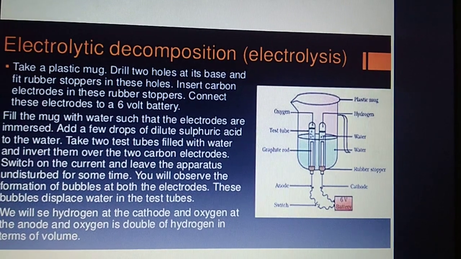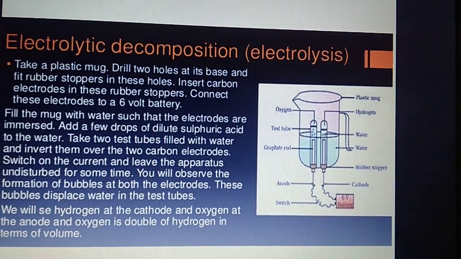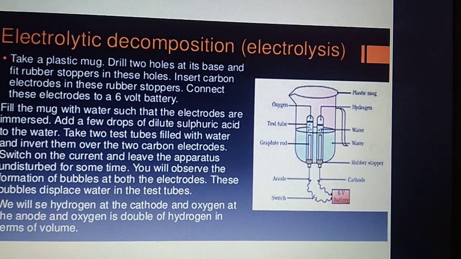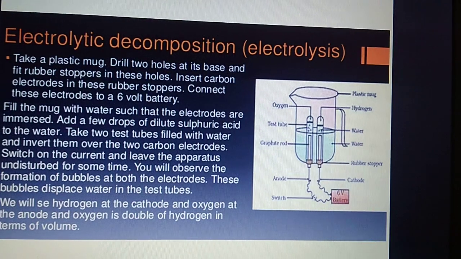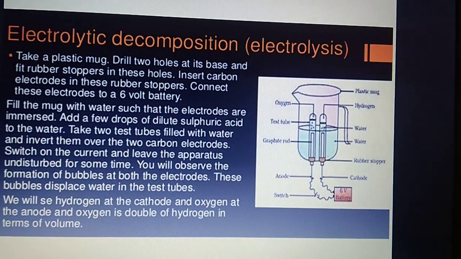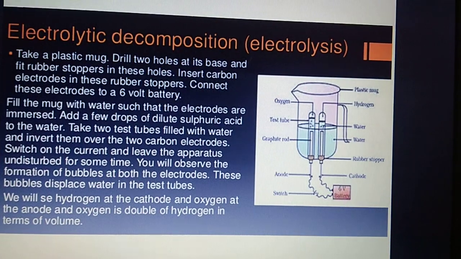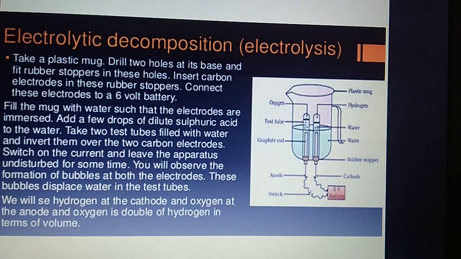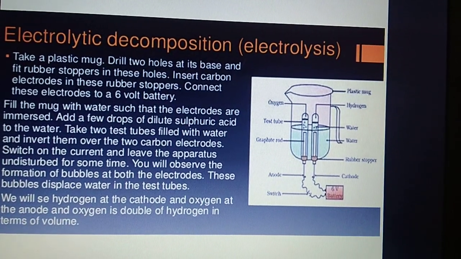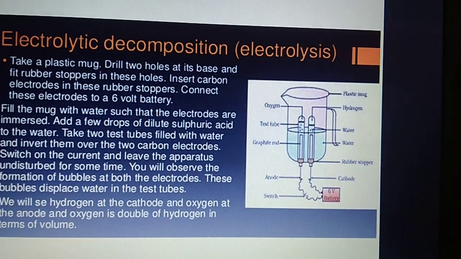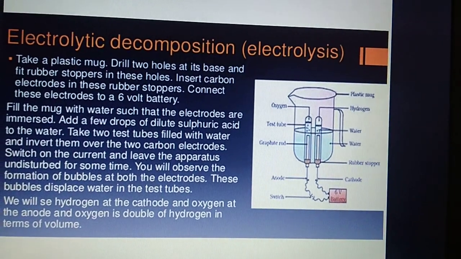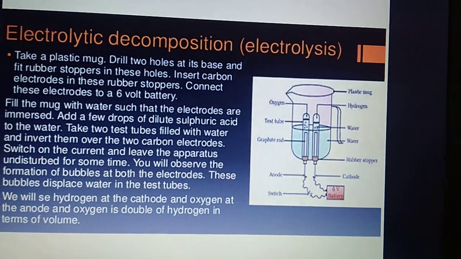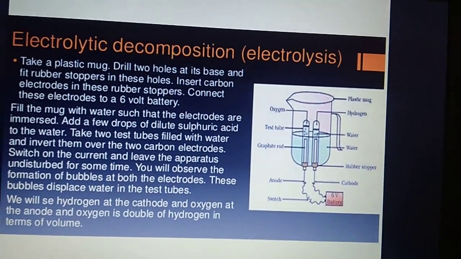Now a few drops of dilute sulfuric acid have been added to the water. Two test tubes have been taken and filled with water, and placed over the carbon electrodes in an inverted position. Now the current has been switched on and the apparatus has been left undisturbed for some time. What is the observation? Now you can observe the formation of bubbles at both the electrodes. So this is an example of an electrolytic decomposition reaction in which we can see hydrogen at the cathode and oxygen at the anode, and oxygen is double of hydrogen in terms of volume.